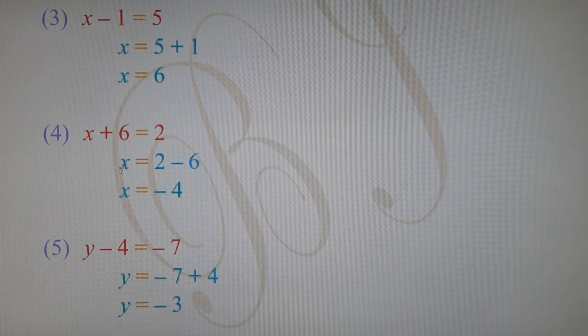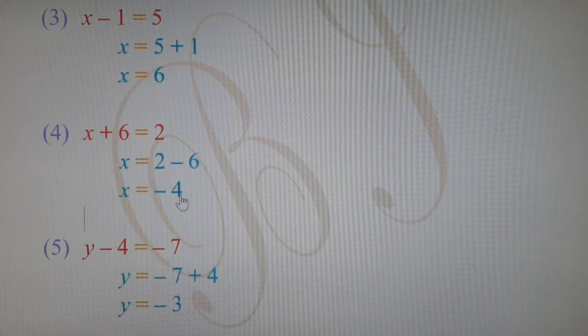The variable x is kept alone. Hence our answer will be x equal to minus 4, because 2 minus 6, the answer is minus 4. 2 minus 6 we cannot do, but 6 minus 2, the answer is 4. And we have learnt in the chapter of integers, the first lesson, when a bigger number is subtracted from a smaller number, we will have a negative answer, because 2 minus 6 we cannot do. 6 minus 2, the answer is 4.